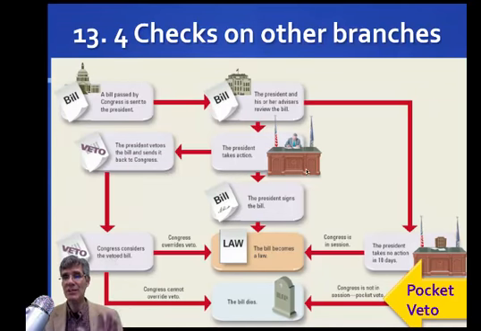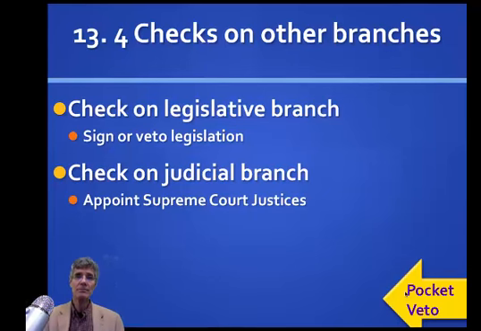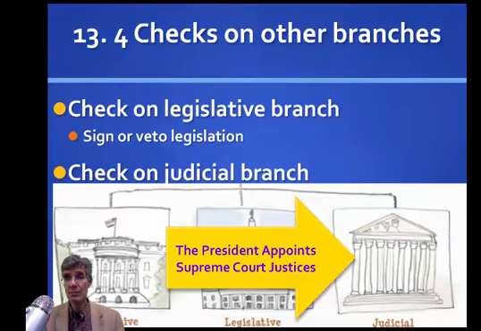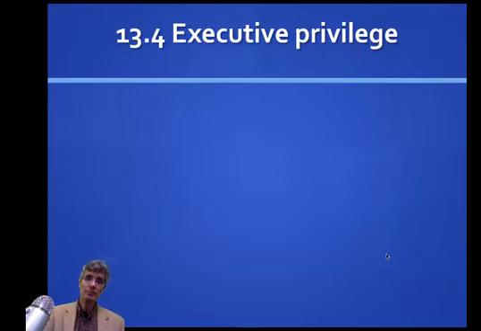So the point is, if the president doesn't sign a bill, there's two things that can happen. If it goes 10 days, it becomes a law. If it's less than 10 days because the Congress adjourns, it's a pocket veto. The bill is vetoed. The president's check on the judicial branch is that the president gets to appoint Supreme Court justices. So the president of the United States, that's a huge power. He can appoint liberals, conservatives, whatever kind of judges he wants onto the Supreme Court.